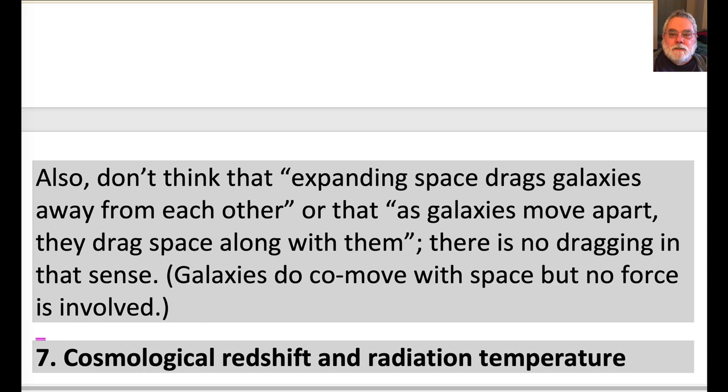Section 7. Cosmological Redshift and Radiation Temperature. A very important characteristic of the expansion of the universe is that the wavelengths of photons of light traveling across the universe increase directly with the expansion of the universe. This is called cosmological redshift. We can say that the wavelength gets expanded by the expansion of space.